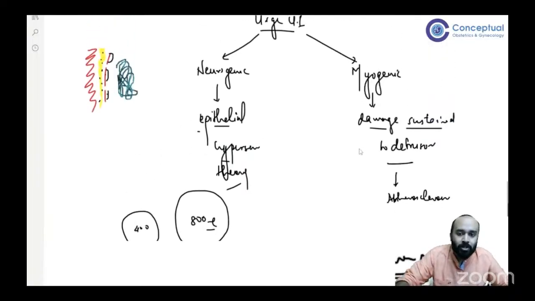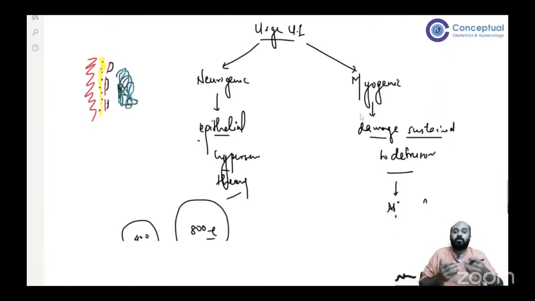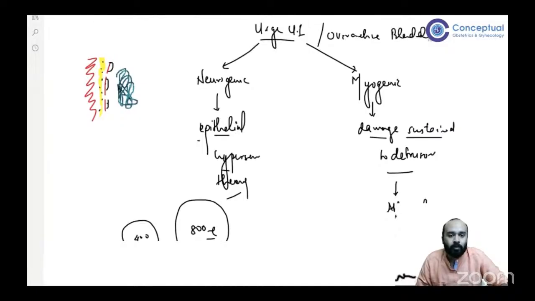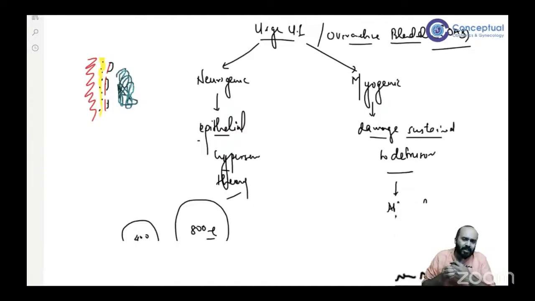So urge incontinence is all about knowing why the detrusor is overreacting, which is also why we call this overactive bladder. The other name for urge incontinence is overactive bladder. This is about urge incontinence and stress urinary incontinence.